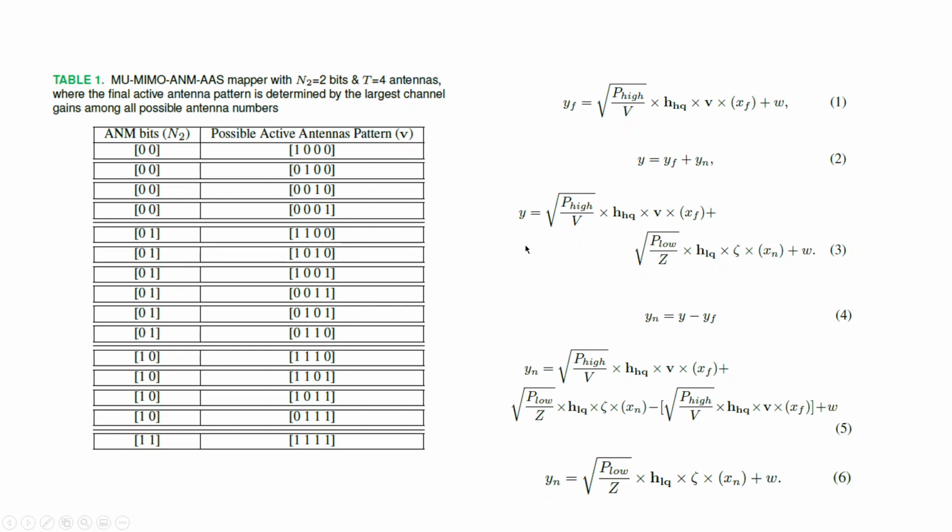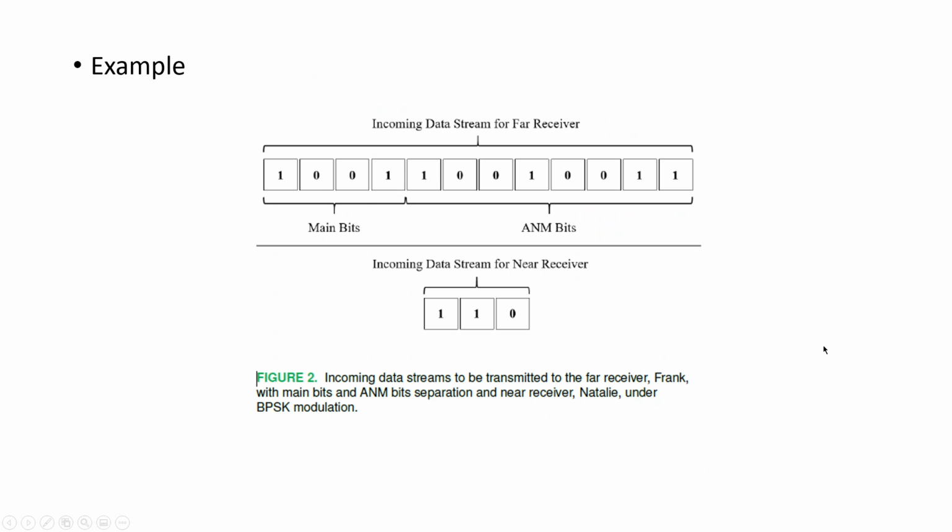So to acquire the near user's data, we basically need to subtract the far user's data from the whole data, so eventually we can come up with the near user's data. So if we mathematically do that, we come up with this formula, and after all, this is the YN, which is the transmitted signal for the near user.